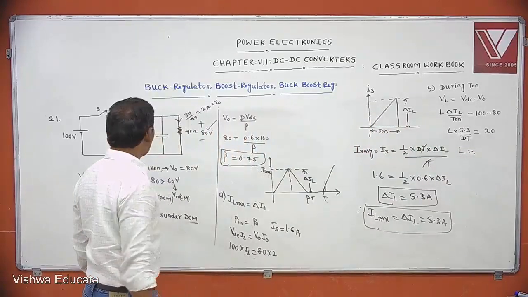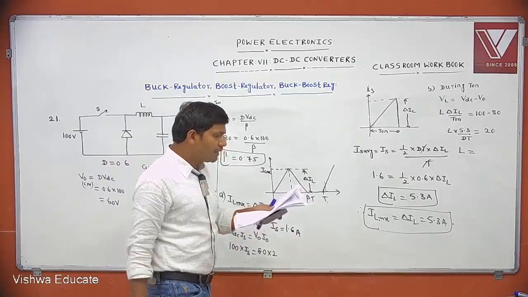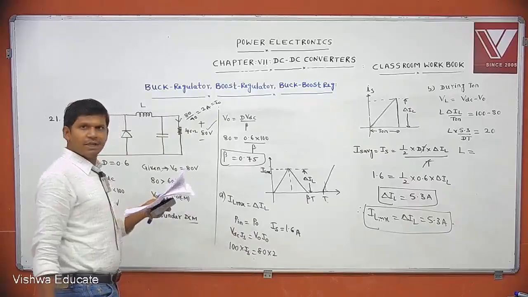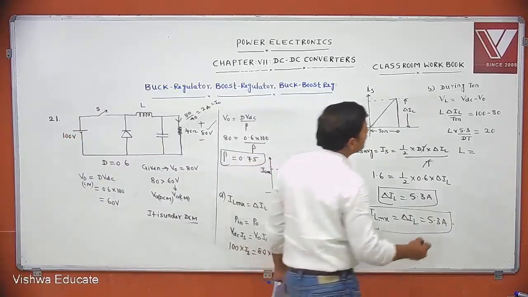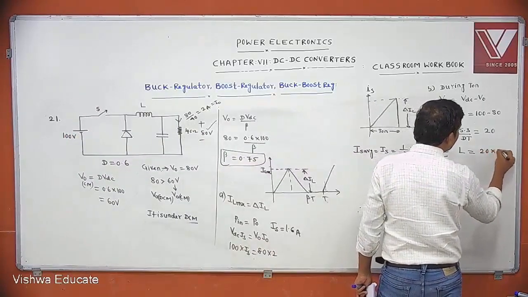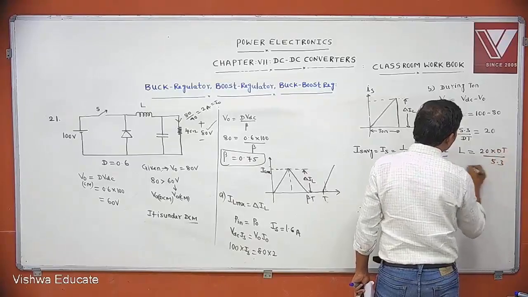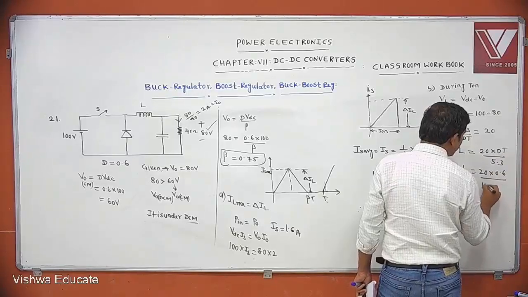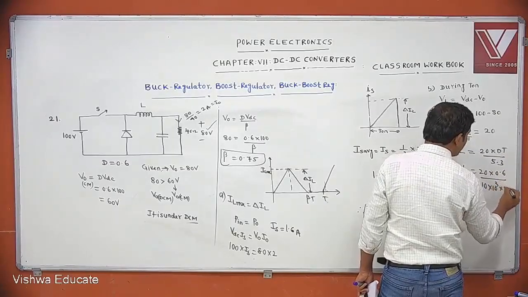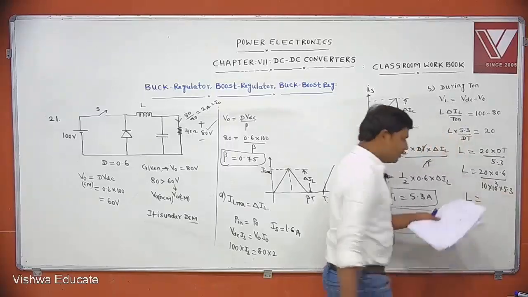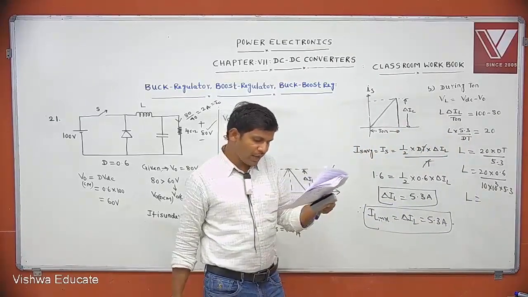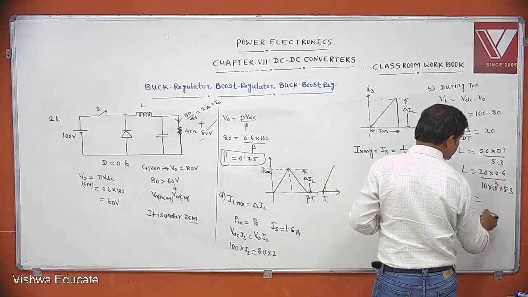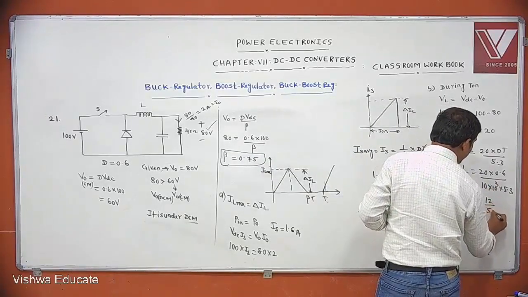Switching frequency, you know how much it is given. Switching frequency is 10 kilohertz in this problem. Substitute here: 20 into dt by 5.3. Then what is L equal to? 20 into duty cycle, which is 0.6, and 1 by f, you write 10 kilohertz, into 5.3. Then you simplify this and we calculate inductance equal to 12 by 53 millihenry.